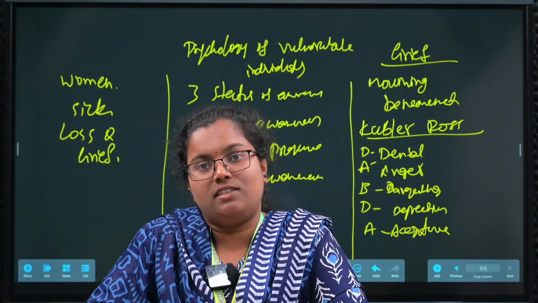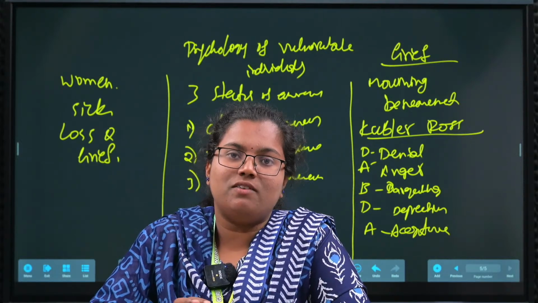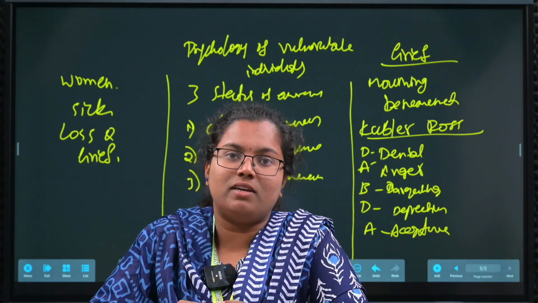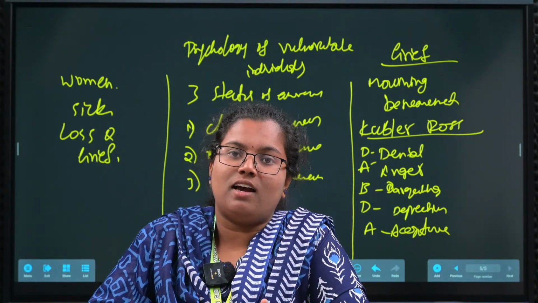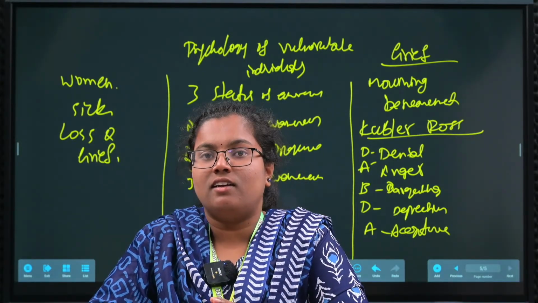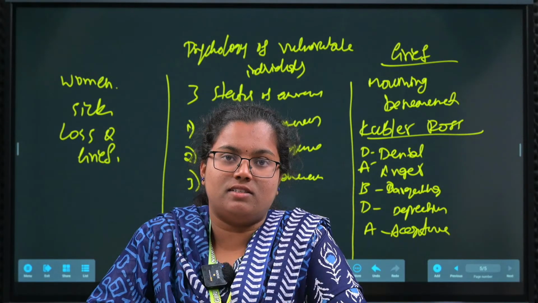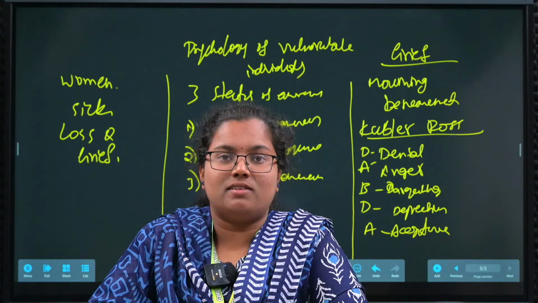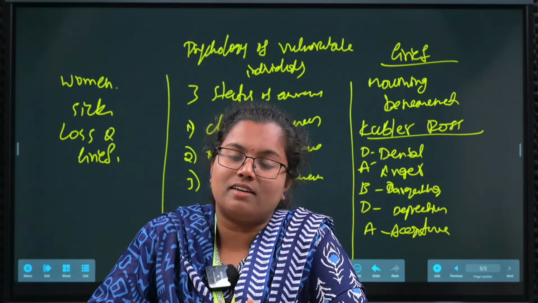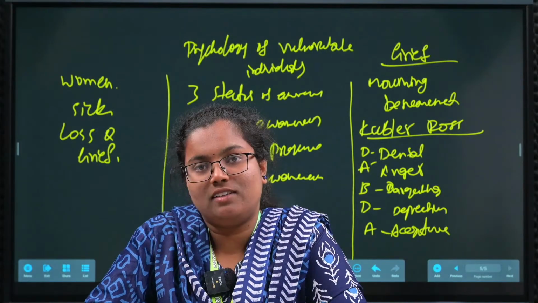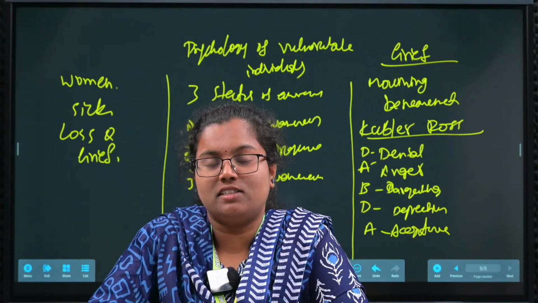And the third stage is bargaining. In the bargaining stage, they make demands. They say, please God help me, if you help me, I will come to the temple every Sunday, I will donate my money to the temple or the trust, I will come to church every Sunday. If God helps me, I am ready to do anything. That is the bargaining stage, the third stage of grief.